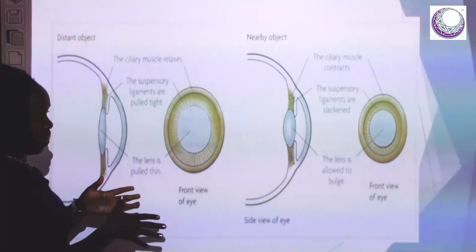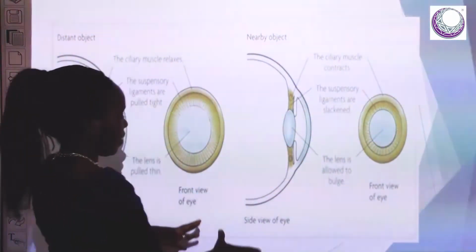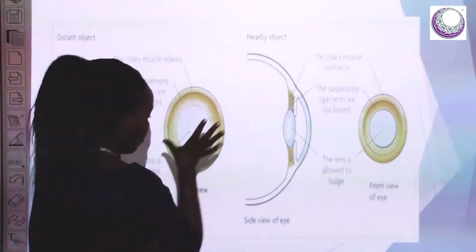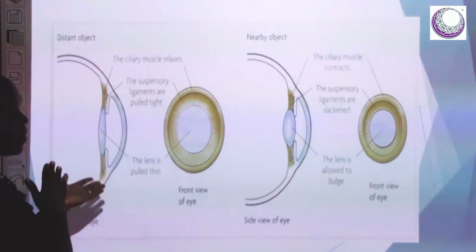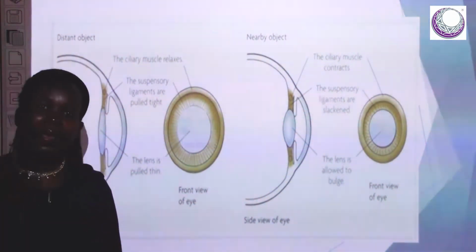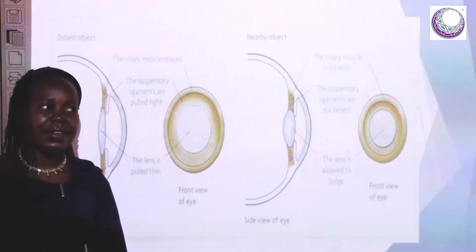This is just the front view of the eye. This is the side view of the eye. The front view, then the side view, near and distant object.